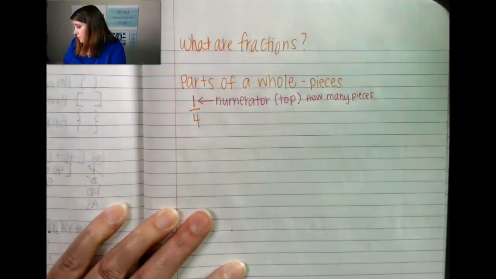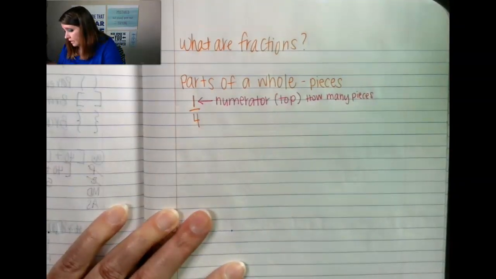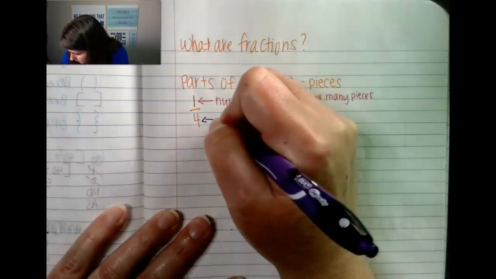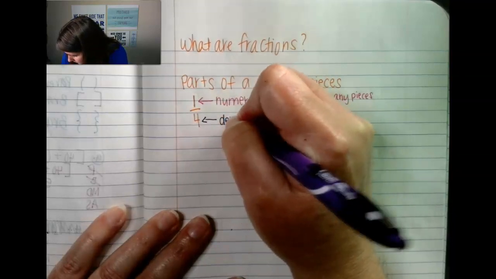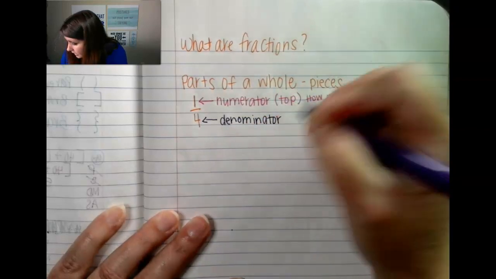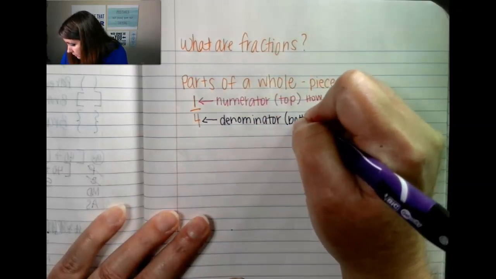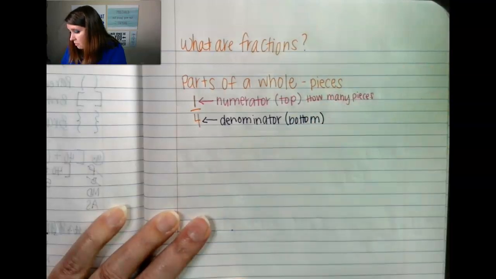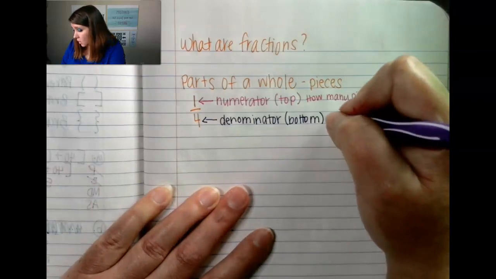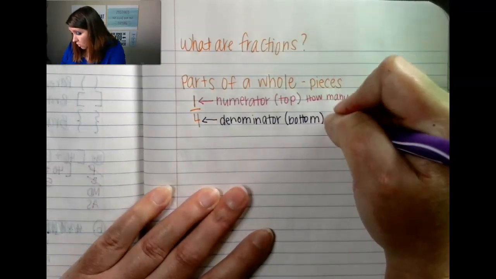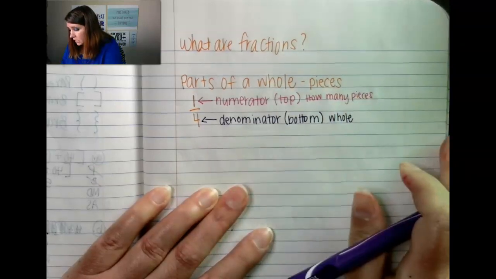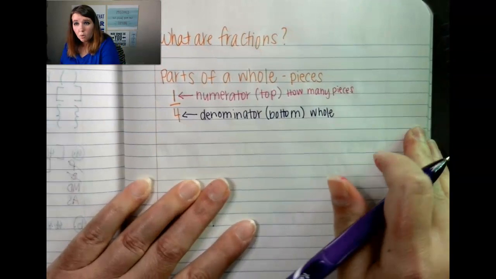And then the bottom number, this is our denominator. This is our bottom number. Our bottom number tells us how many pieces are the whole. So this is like how many slices are the whole. So this is our whole. How many parts of the whole?